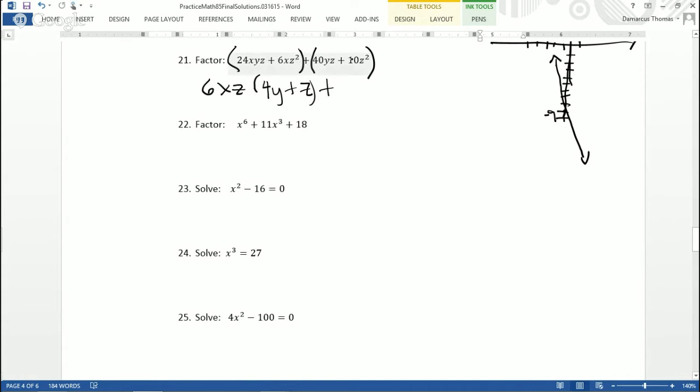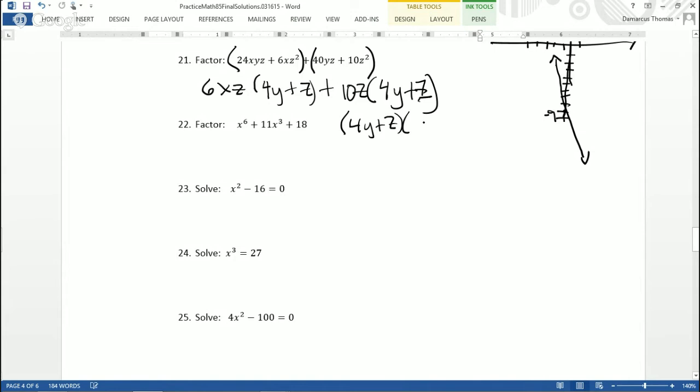And here I can pull out a 10z. And what is left over? Just 4y plus z. And it appears now, I like to cross my z's. Now I have a common term. I have 4y plus z and another 4y plus z. So I can pull out a 4y plus z.